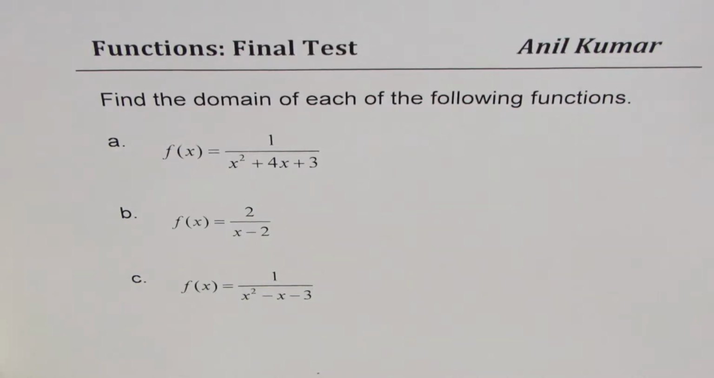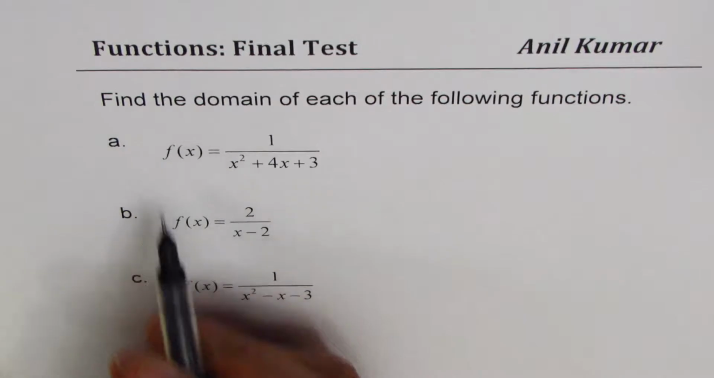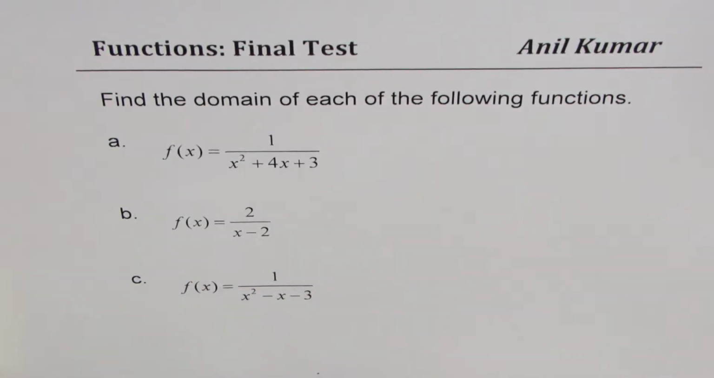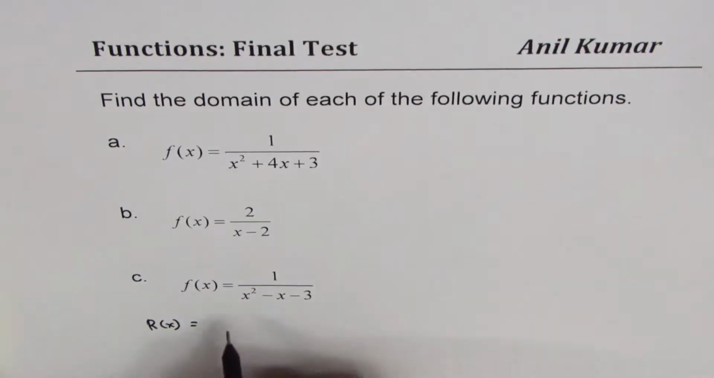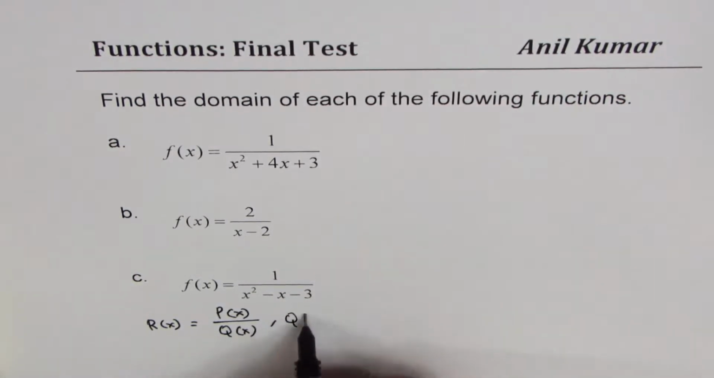The question here is, find the domain of each of the following functions. So we have three functions, all are rational functions. In general, we can say that a rational function is a ratio of polynomials. So let's say p of x over q of x, where q of x is not equal to 0.